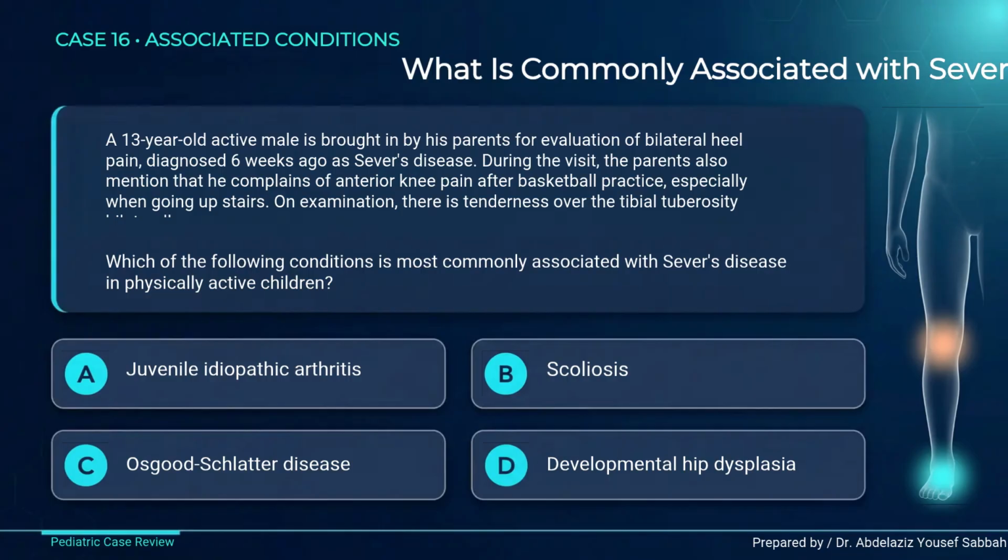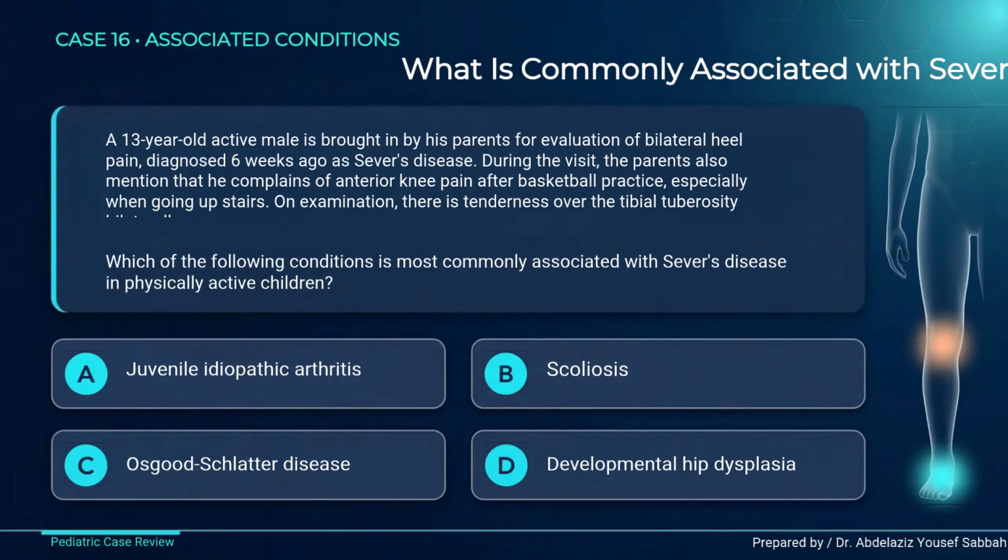Case 16. A 13-year-old active male is brought in for evaluation of bilateral heel pain diagnosed 6 weeks ago as Sever's disease. During the visit, the parents also mentioned that he complains of anterior knee pain after basketball practice, especially when going upstairs. On examination, there is tenderness over the tibial tuberosity bilaterally. Which of the following conditions is most commonly associated with Sever's disease in physically active children?